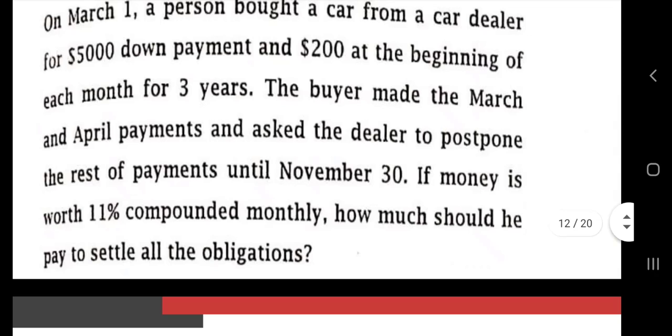The buyer made the March and April payment and asked the dealer to postpone the receipt of payment until November 30. So he paid March and April and left unpaid May, June, July, August, September, October, and at last November. So there are 7 annuities unpaid. If money is worth 11% compounded monthly, how much should he pay to settle all the obligations?